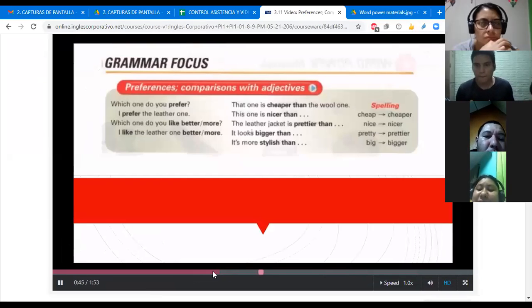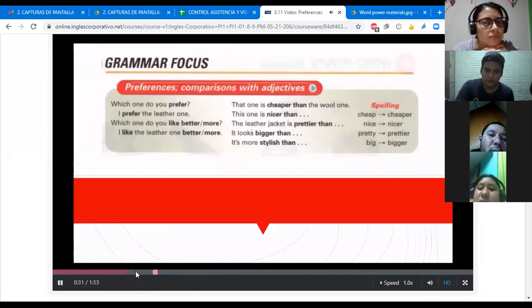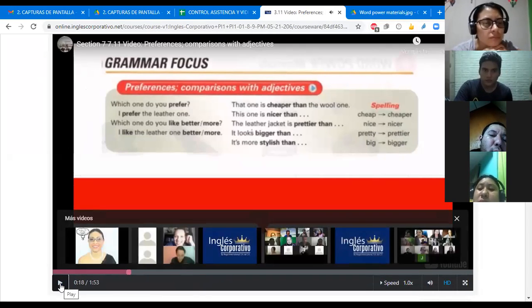Okay. Wool one. It looks bigger than the wool one. The leather one more. I prefer the leather one. Comparisons with adjectives. Just listen to the pronunciation, okay? And intonation.